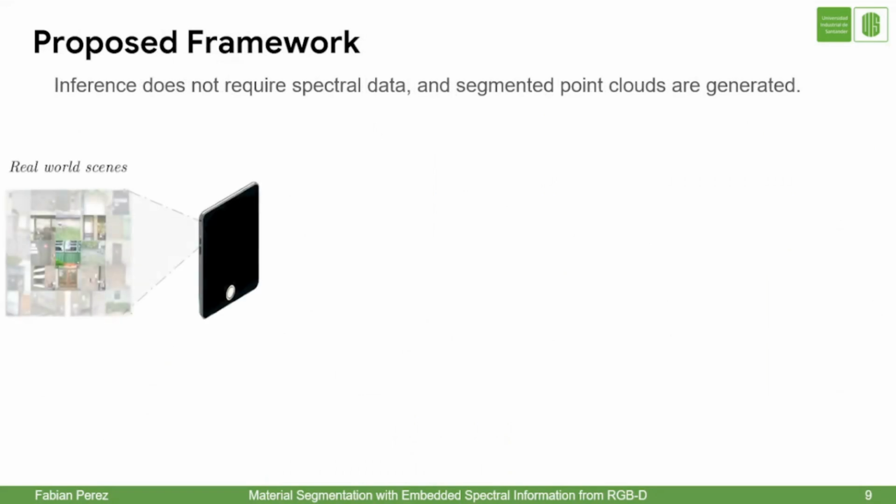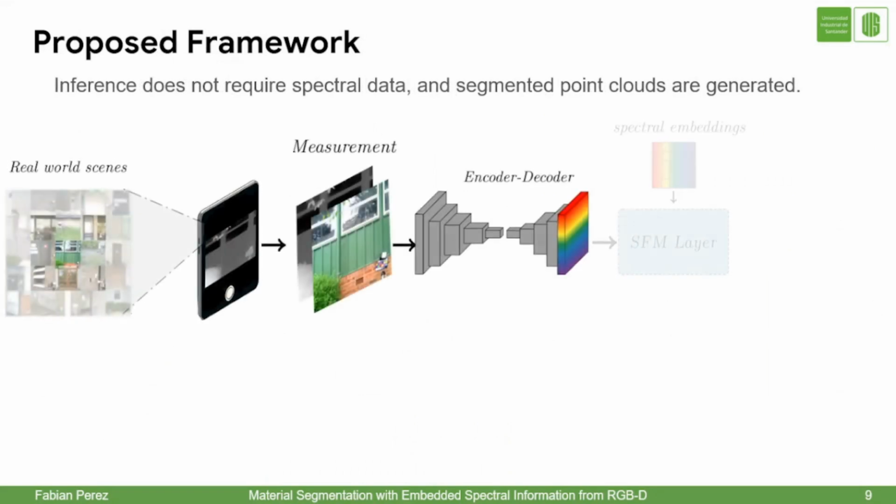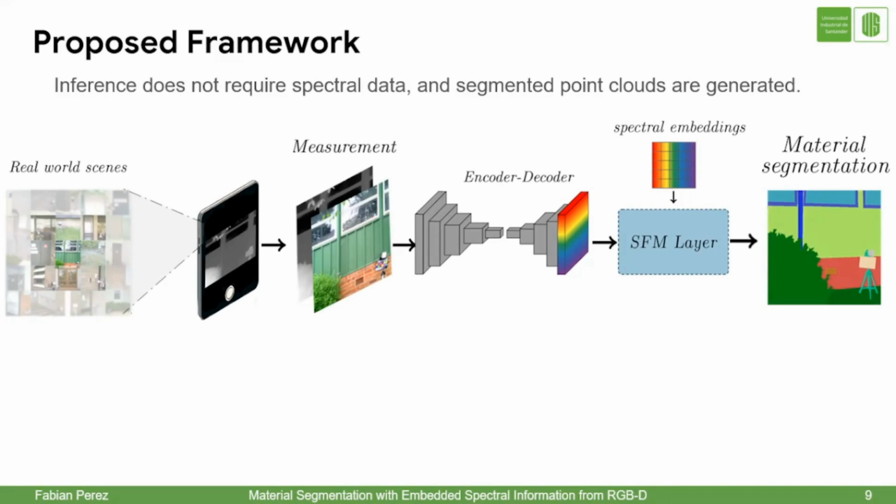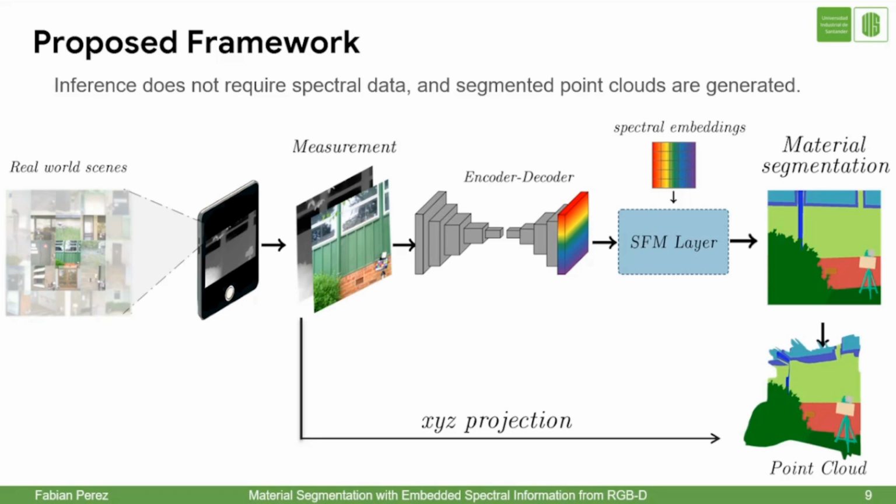Our framework facilitates material segmentation using just mobile devices, bypassing the need for spectral data. Captured images from everyday mobile devices are processed through our encoder-decoder system and the SFM layer to achieve precise material segmentation. The segmented outputs are then projected onto XYZ coordinates, creating detailed point clouds that enhance spatial understanding.